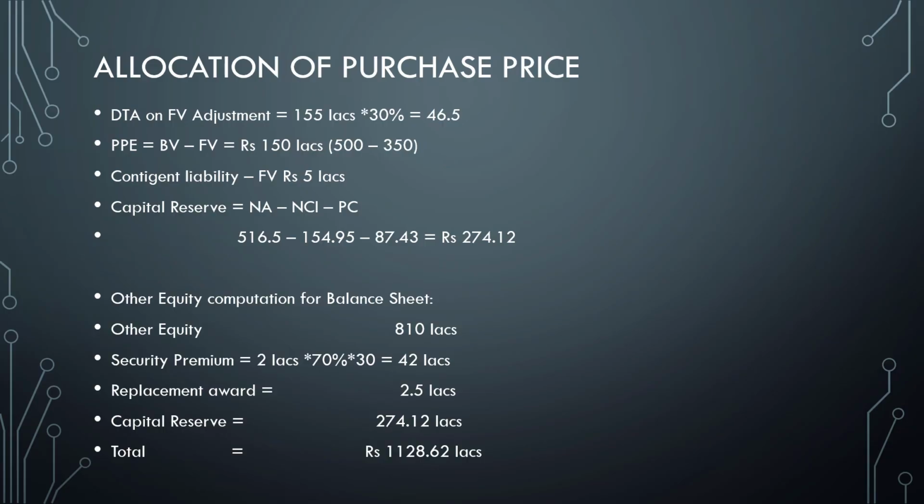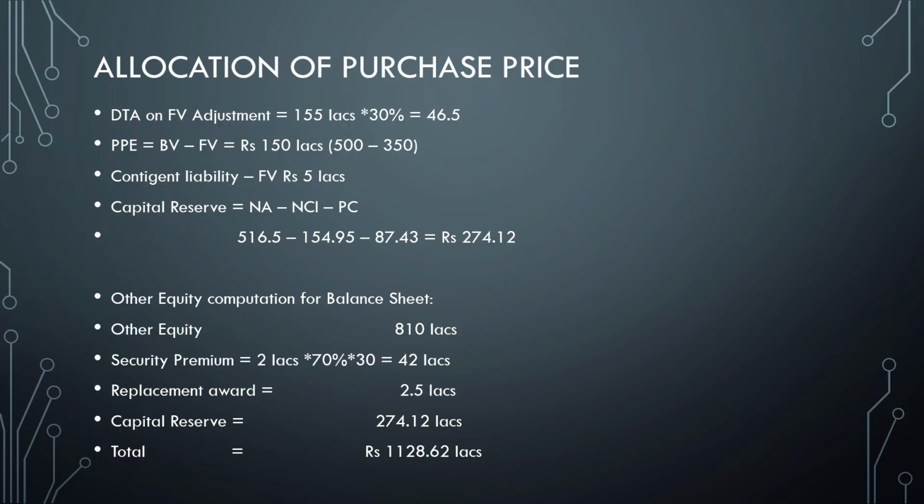Then the contingent liability. So this is against the Ind AS 37, where here in case of Ind AS 103, Ind AS 103 overrides Ind AS 37. So the contingent liability will materialize, so that 5 lakhs needs to be recognized. So the DT and fair value adjustment 155 lakhs will give you 46.5 lakhs, because the tax rate given is 30%.